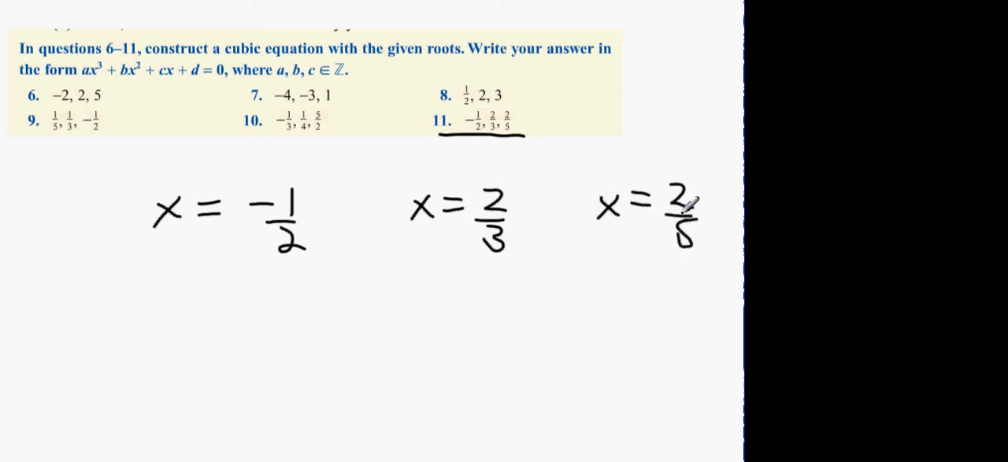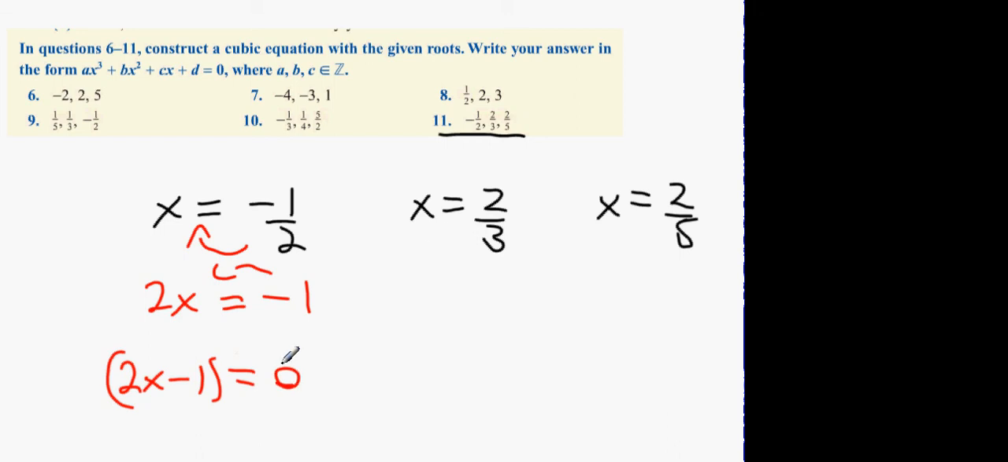So we're going to bring the 2 up, we're going to get 2x equals minus 1. We're going to bring the minus 1 over the other side, and we get 2x plus 1 equals 0. That's your first factor, 2x plus 1.